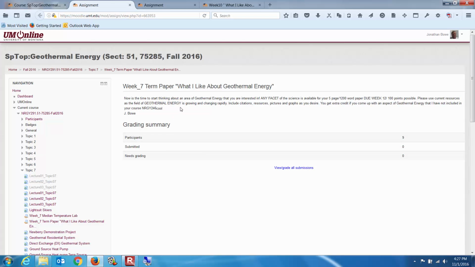Now is the time to start thinking about an area of geothermal energy that you are interested in. Any facet of the science is available for your 5-page, 1,200-word paper. Due week 12, 100 points possible. Please use current resources as the field of geothermal energy is growing and changing rapidly. Include citations, resources, pictures, and graphs as you desire. You get extra credit if you come up with an aspect of geothermal energy that I have not included in your course, NRG 246, Introduction to Geothermal Energy. Cool.